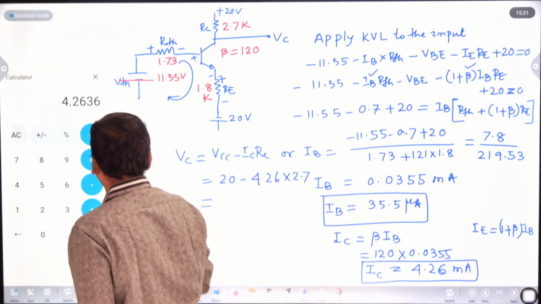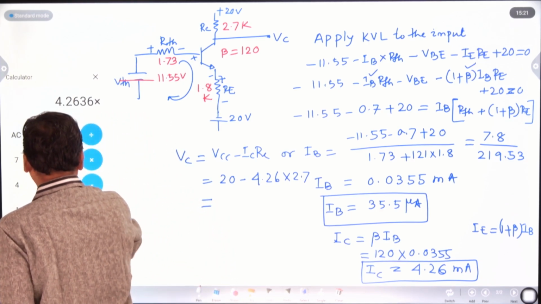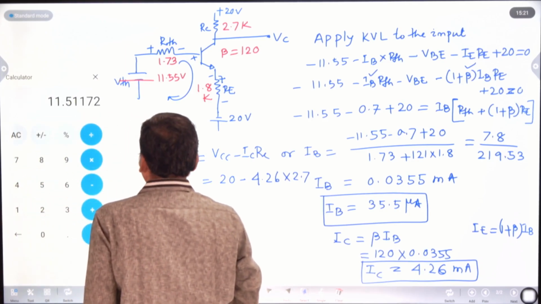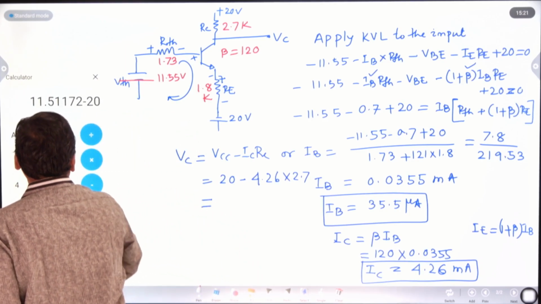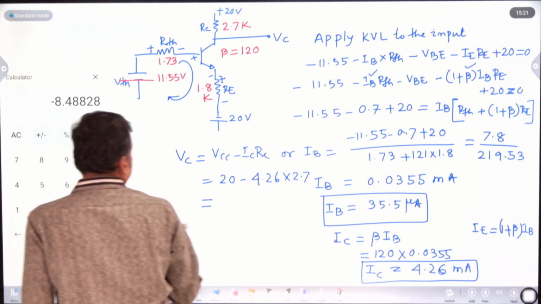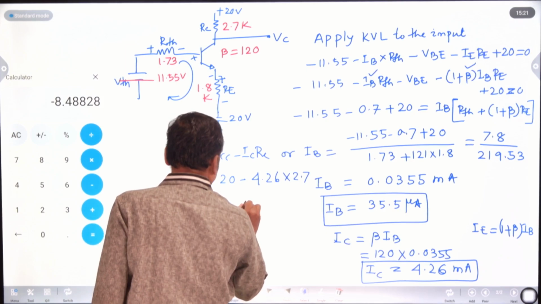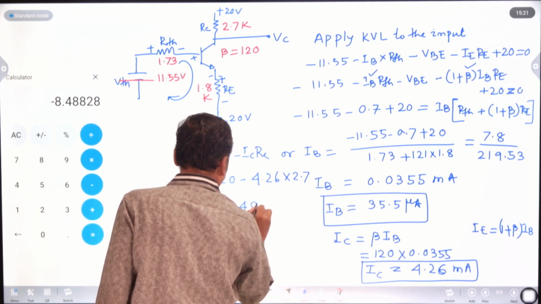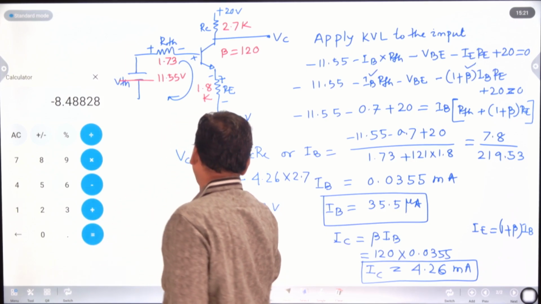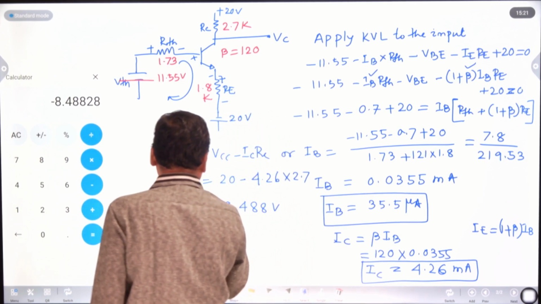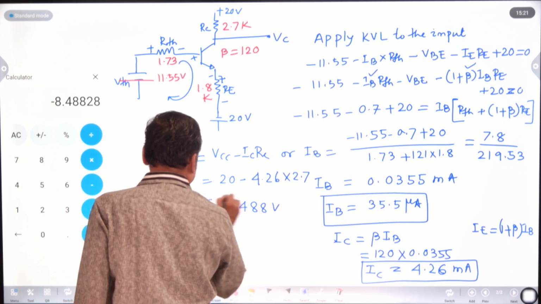4.26 into 2.7, so into 2.7. That is your 11.5. It is around 8.488 volt, because this is your greater value and this is your smaller value. So 20 minus this is your 8.488 volt. So the VC value is like this.